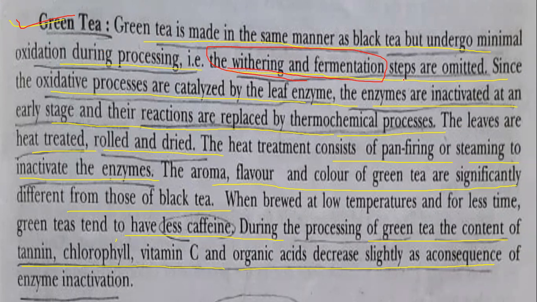Since the oxidative processes are catalyzed by the leaf enzymes, the enzymes are inactivated at an early stage and their reactions are replaced by thermochemical processes. The leaves are heat treated, rolled and dried. The heat treatment consists of pan firing or steaming to inactivate the enzyme. Aroma, flavor, and color of green tea are significantly different from those of black tea.